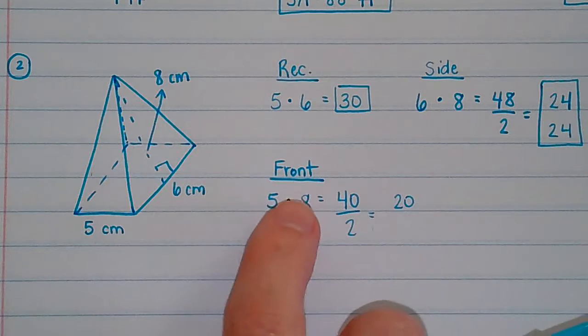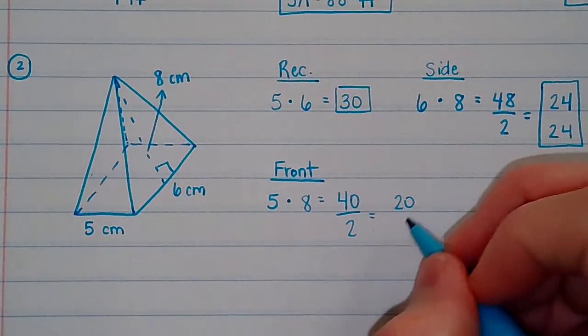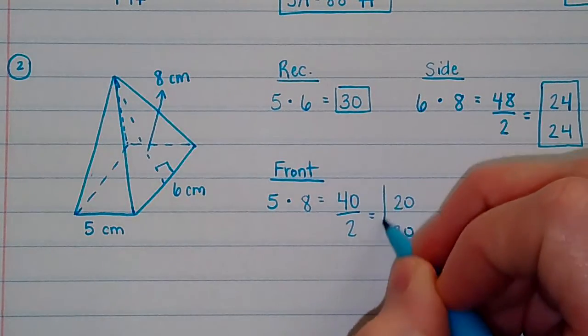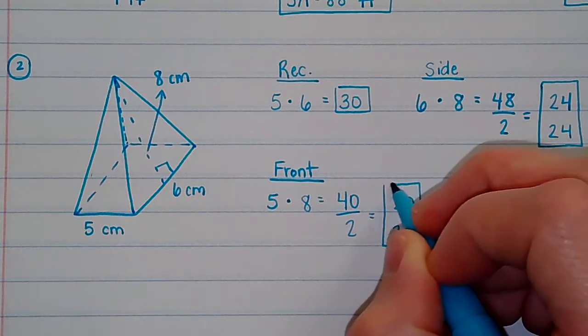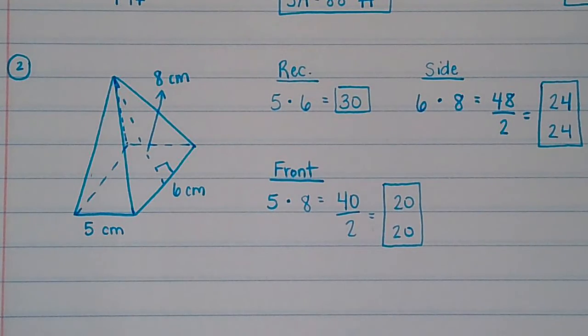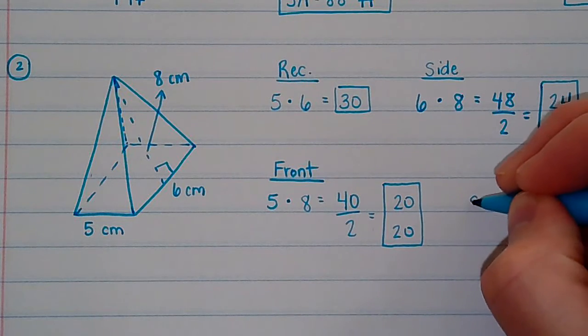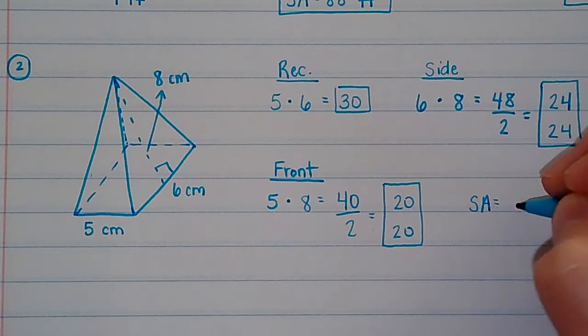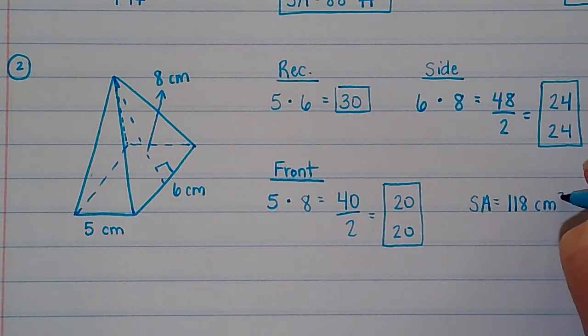But remember, the front has a back. Okay, so we're going to list another one. Okay, now think about it. There are 5 faces. Let me make sure I have 5 numbers, which I do. And then I add all of them up, and I get a surface area of 118 centimeters squared.